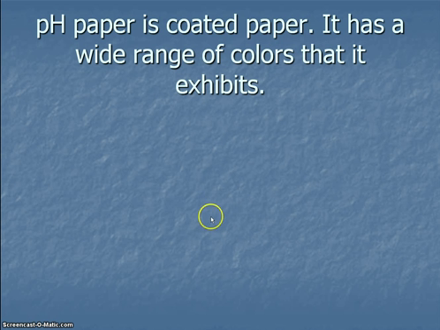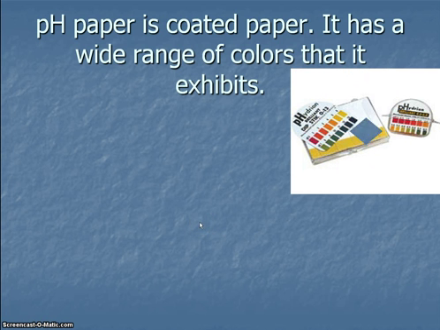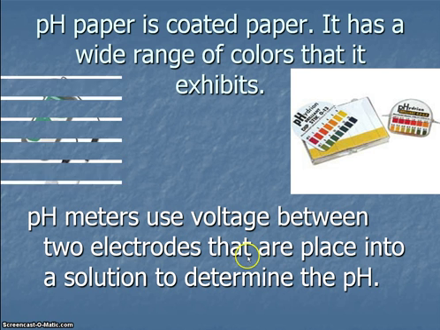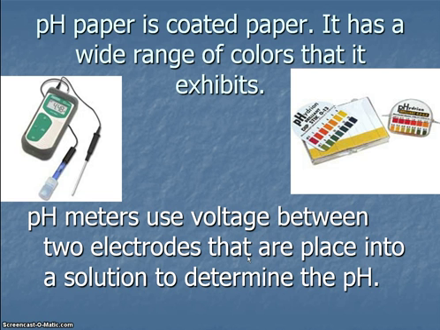pH paper that we've used is coated with a wide range of colors, or will exhibit a wide range of colors just like the universal. And we've used that already in our home lab. pH meters use the voltage between two electrodes that are placed in a solution to determine the pH. We won't be using these in regular, but honors and AP do use them.